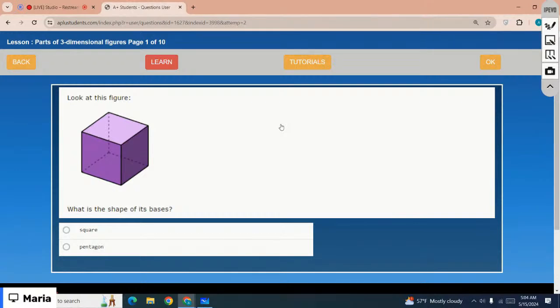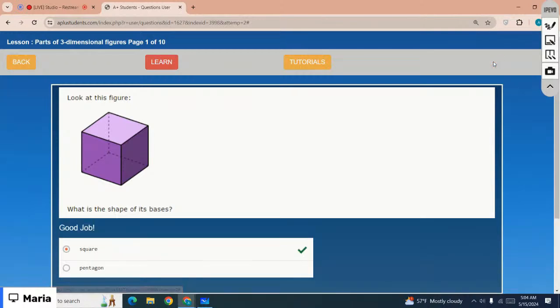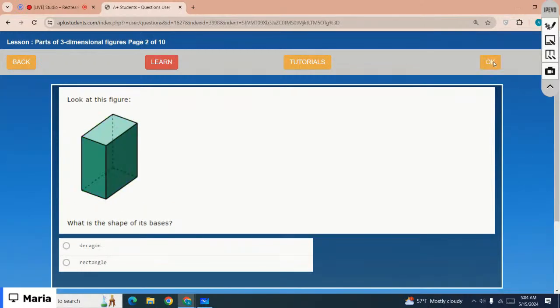Look at this shape. What is the shape of its bases? So the base is square. The correct option is square. Look at this shape. What is the shape of its base? Rectangle it is. The correct option is rectangle.